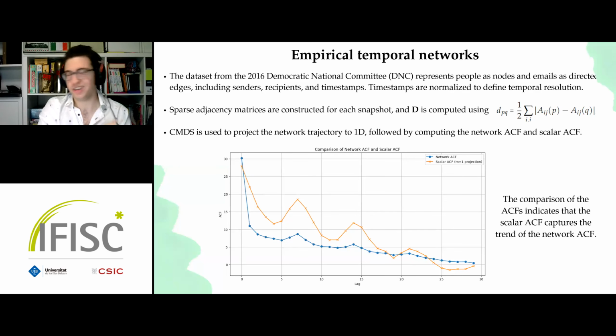We have very big sparse adjacency matrices because, as we will comment, there is a period of low activity. Then classical multidimensional scaling, as always, is used to project the network trajectory to 1D. We compare the network ACF with the scalar ACF, and as you can see, obviously it is real world, but it is not a bad result because the peaks of the scalar ACF coincide with the peaks of the network ACF. And this is good. In fact, it is periodic per week.